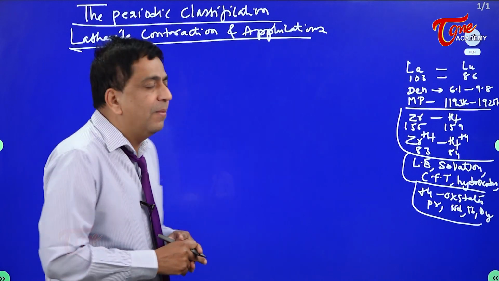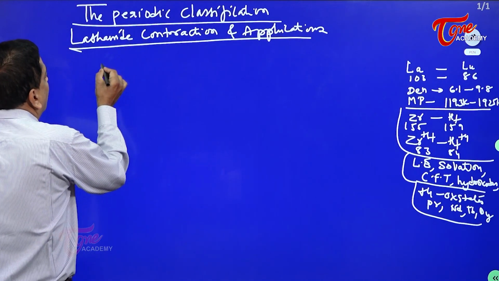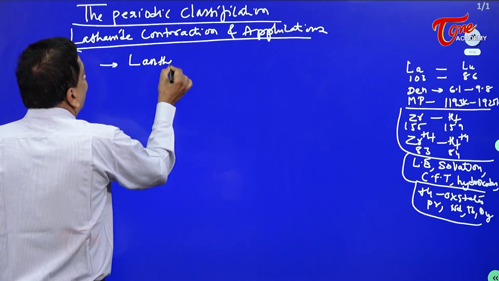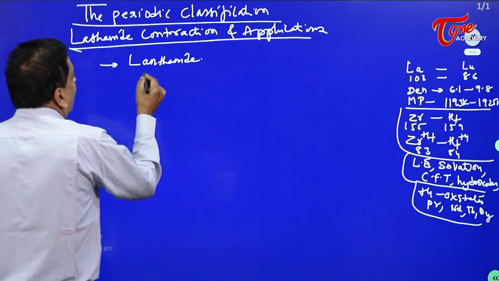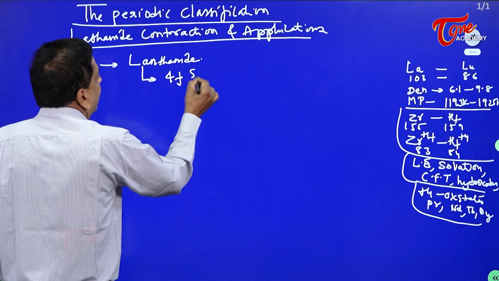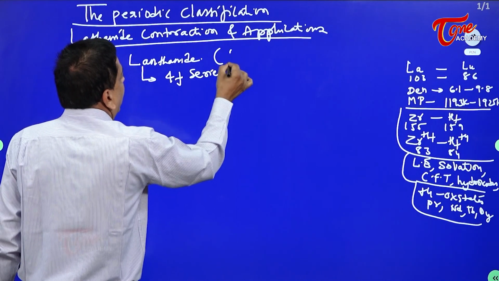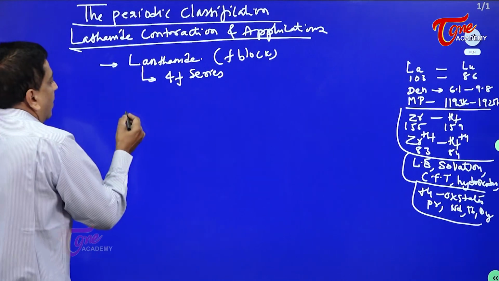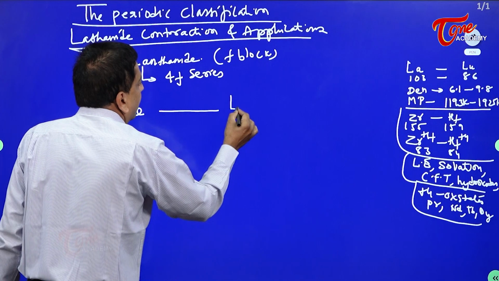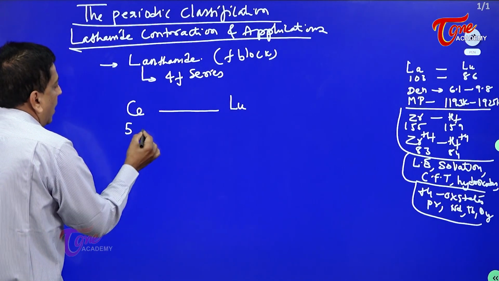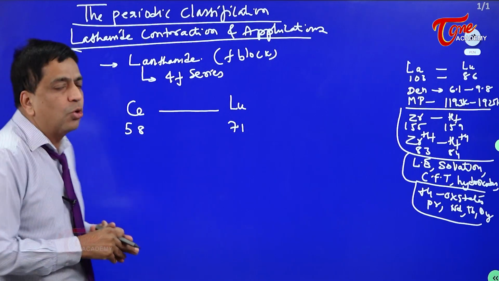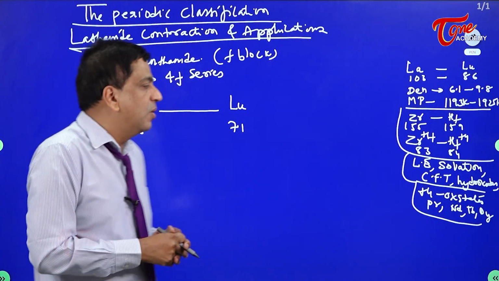So what is happening here? Remember a few things before I go to the applications. Lanthanides are basically the 4f series. They belong to the 4f series, or the f block, and they all start from cerium to lutetium, that is 58 to 71. That is the 4f subshell, you must understand.